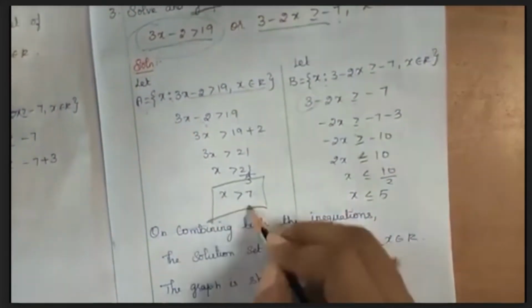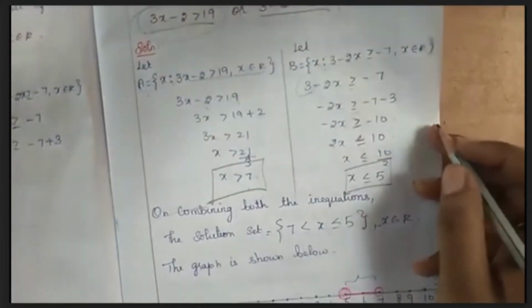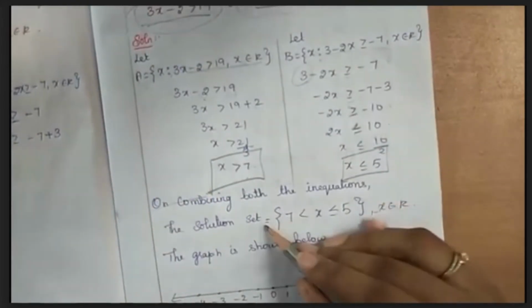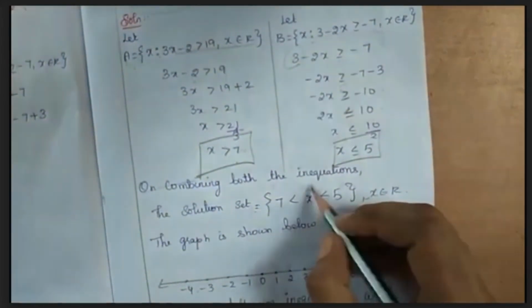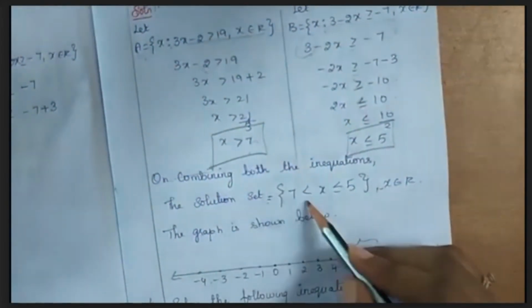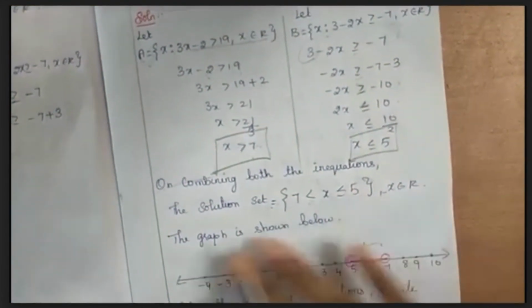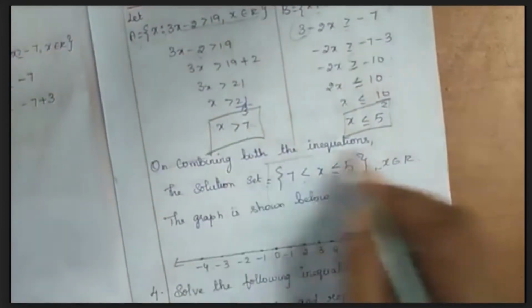So here we have two solutions, right? x is greater than 7 and x is less than or equal to 5. On combining both the equations, the solution set here is x, where 7 should be lesser than x and 5 is greater than or equal to x. So x belongs to, this will be your solution set.